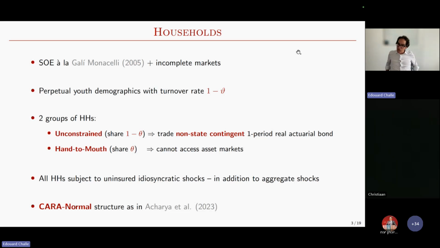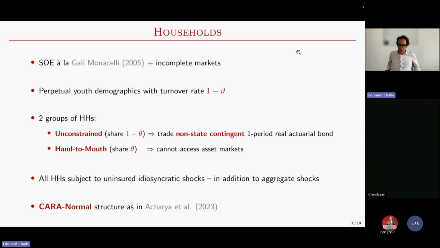The other source of heterogeneity will be ex post. We're working with a Bewley-like model where both unconstrained and hand-to-mouth households are repeatedly hit by idiosyncratic shocks that are uninsured. They are hit by idiosyncratic shocks and also by aggregate shocks that move the aggregate states. So it's a complicated model in all generality, very hard to solve. I suspect that in all generality you would not be able to solve it even with the most advanced numerical methods, given the number of state variables that we have.